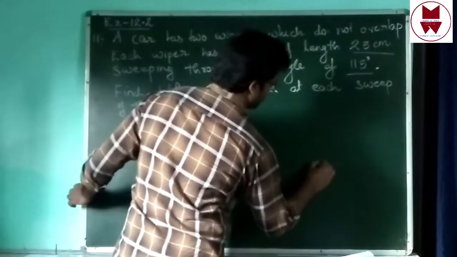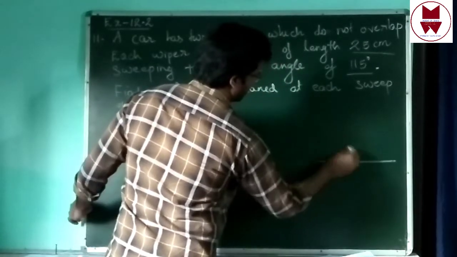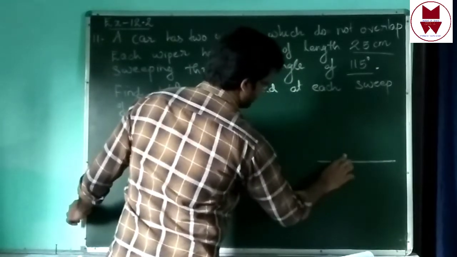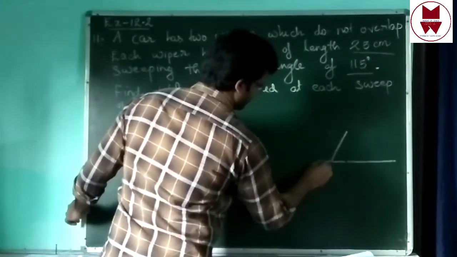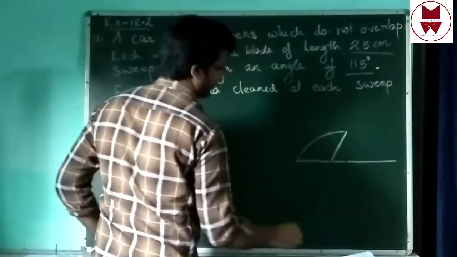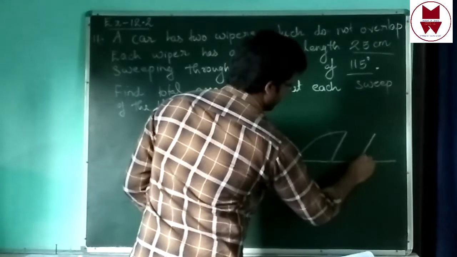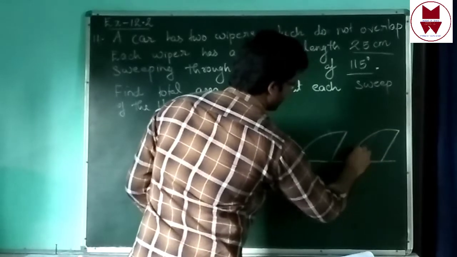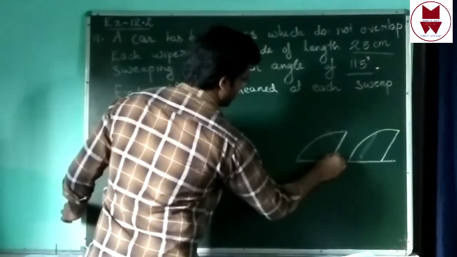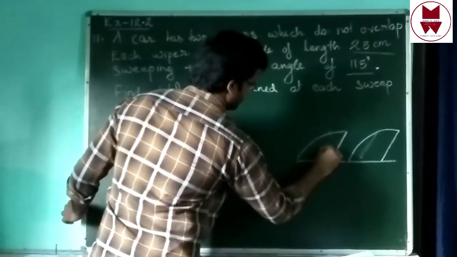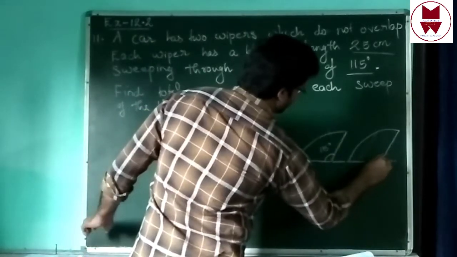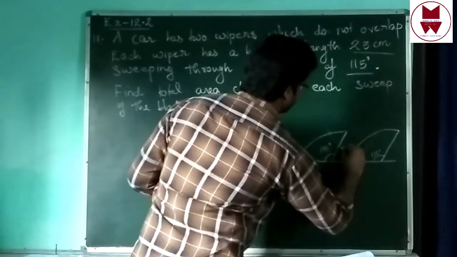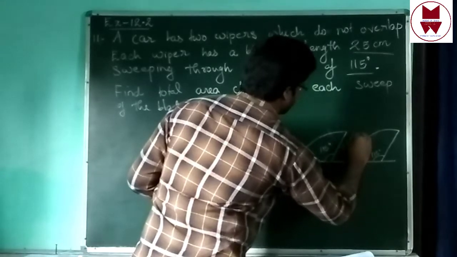First we can draw that figure in one side. If you consider only one blade, this much area, then second blade, then here angle given, then in here also 115 degree. The length of blade is 25 centimeter. You can write in here 25 centimeter.